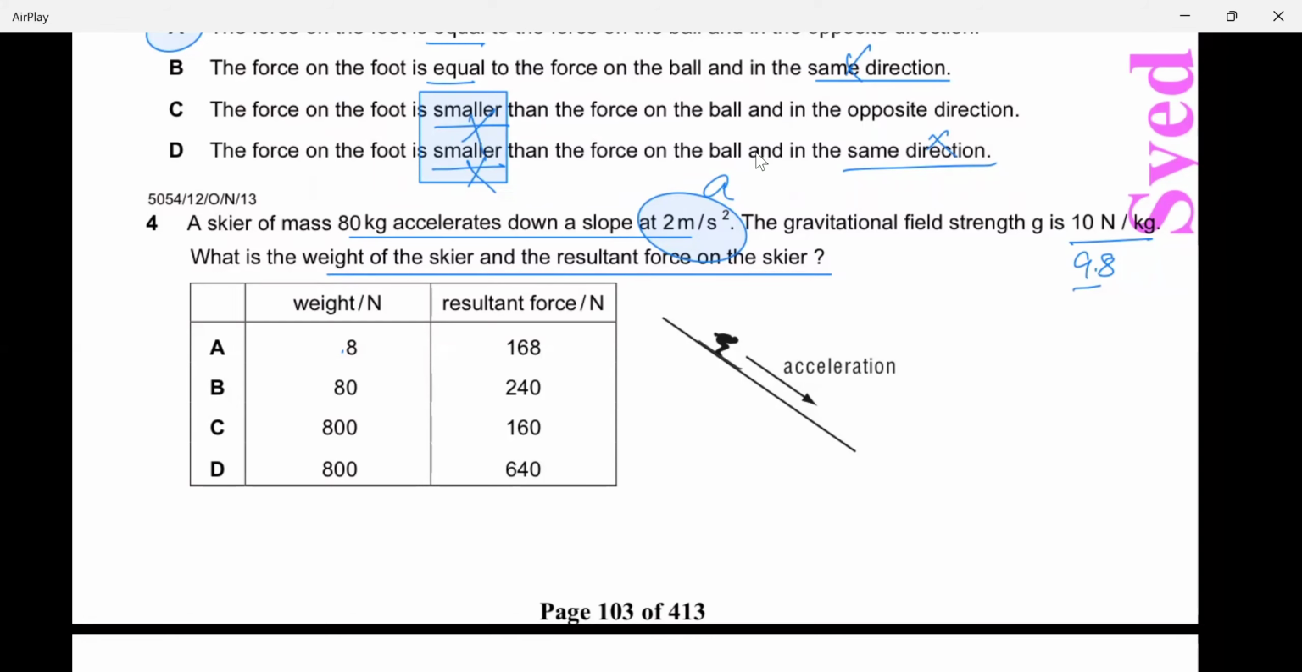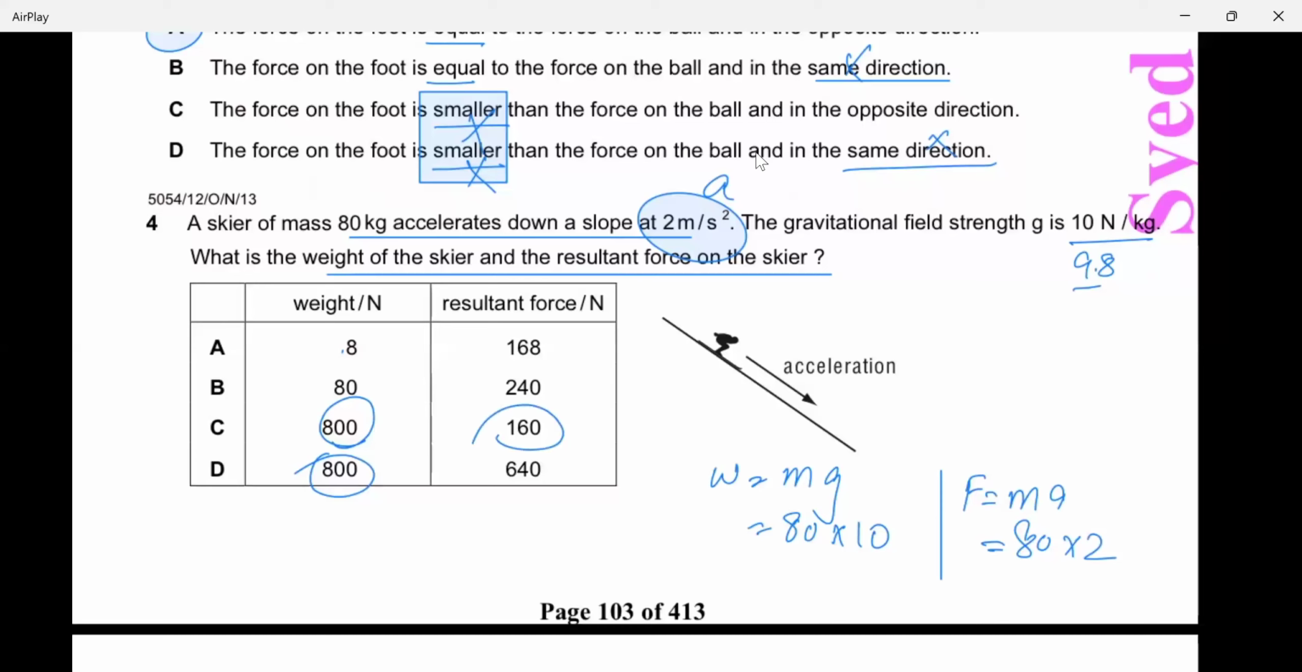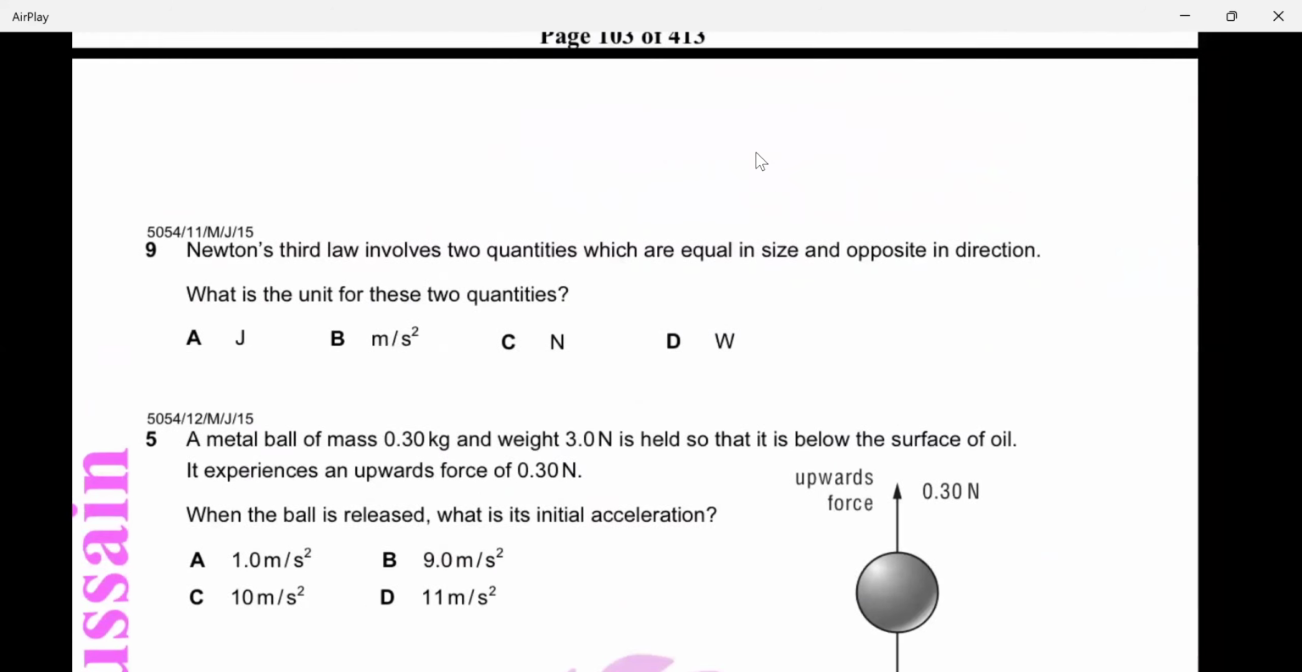So mass आपके पास 80 kg, right? So weight would be equal to mg, that is 80 into 10. So weight कितना हो जाएगा बेटा? 800. Weight हो जाएगा 800. Resultant force is what? F is equal to ma. 80 into 2, that's 160. Got it? Yeah, I got it.